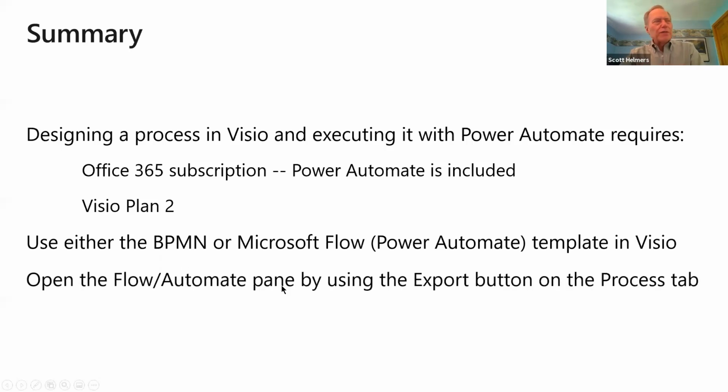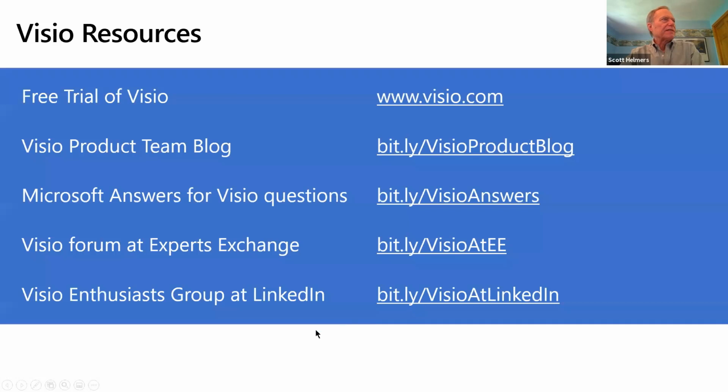I will also tell you, I mentioned this casually at the beginning, I'll mention it now. It is possible to use other than BPMN shapes. It just takes a bit of work. You've got to know some Visio internals in order to be able to configure shapes such that they can be used with Power Automate. Yep, export button on the Process tab, and then places to get more information.